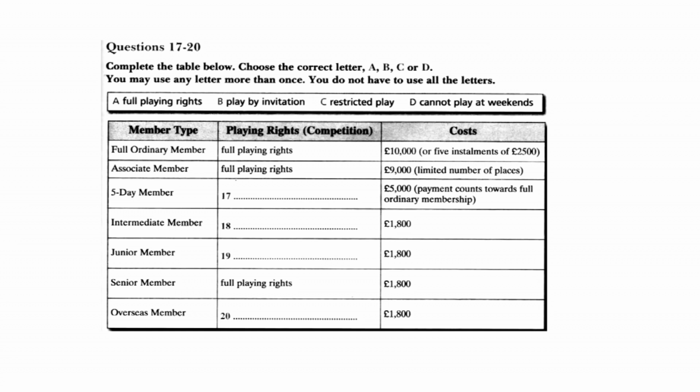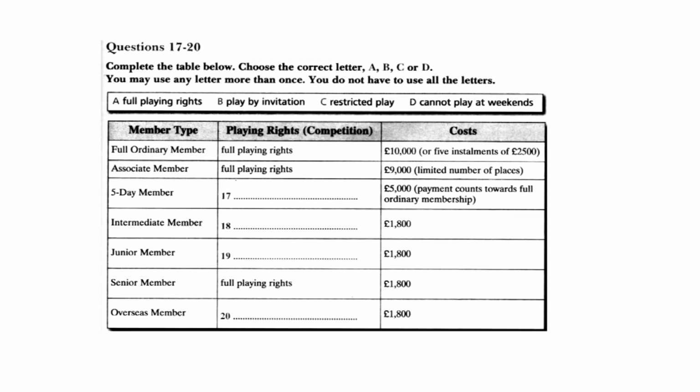However, you cannot enter competitions at the weekend. Intermediate membership is open to golfers under the age of 25 and costs £1,800, as do the other remaining membership types: junior, senior, and overseas. If you are an intermediate member, you too have full playing rights for casual play. However, you can only play in competition if a full member of the club invites you to join him.